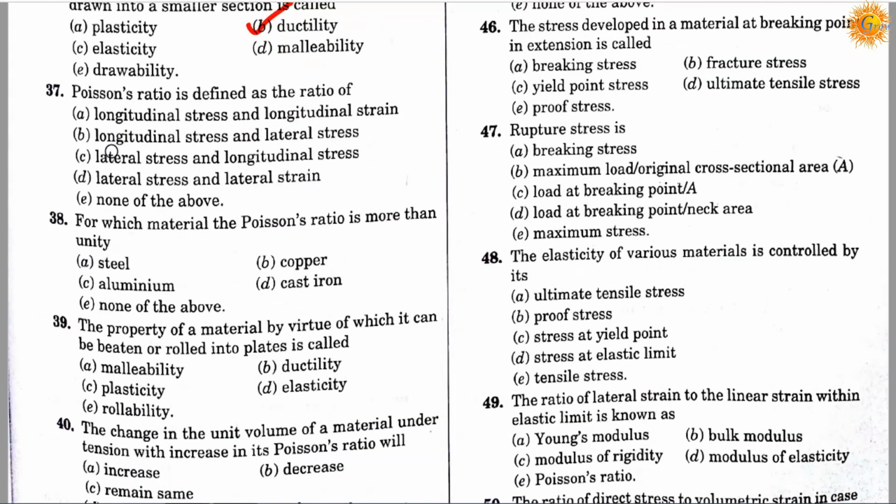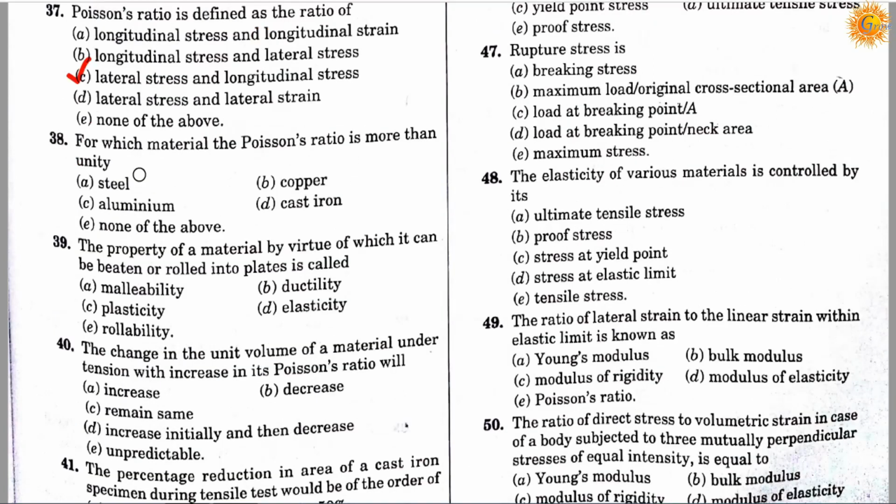Question number 37. Poisson's ratio is defined as the ratio of: option A, longitudinal stress and longitudinal strain; option B, longitudinal stress and lateral stress; option C, lateral stress and longitudinal stress; option D, lateral stress and lateral strain; and option E, none of the above. Correct answer is C. It's lateral stress and longitudinal stress.